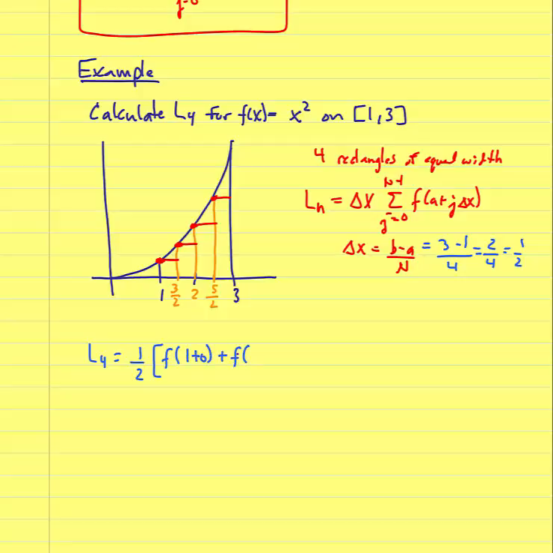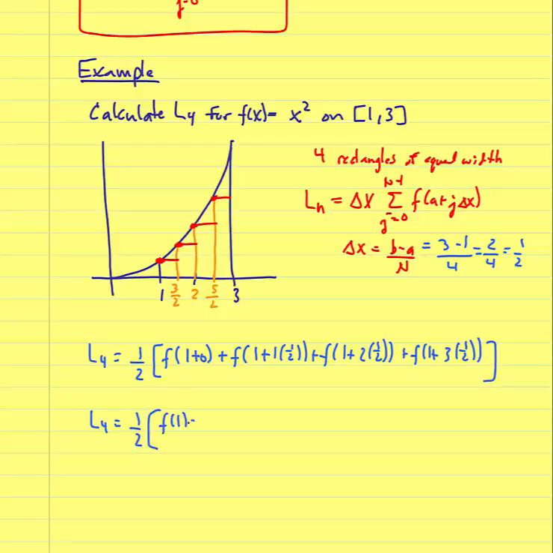Okay, my next endpoint, and I already know from the picture it's going to be 3 halves, but let's see how the formula works. So I'm going to go 1 plus 1 delta x. So 1 plus 1 delta x, and delta x is 1/2. f of 1 plus 2 delta x. f of 1 plus 3 delta x. Okay, so I have 1, 2, 3, 4 rectangles.